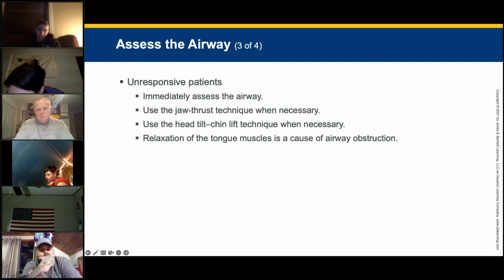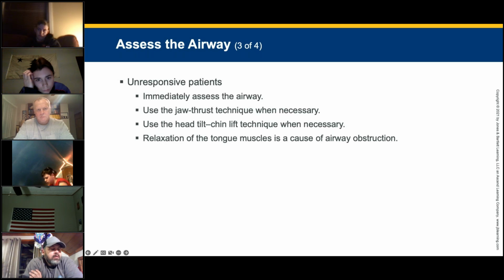Unresponsive patients. If a patient's unresponsive, immediately assess their airway. Use the jaw thrust technique or the head tilt chin lift technique when necessary. Again, we'll go over those techniques in the practical sessions, but the jaw thrust is something we would use if we suspected a spinal injury because it doesn't move the spine as much, whereas the head tilt chin lift actually moves their spine.